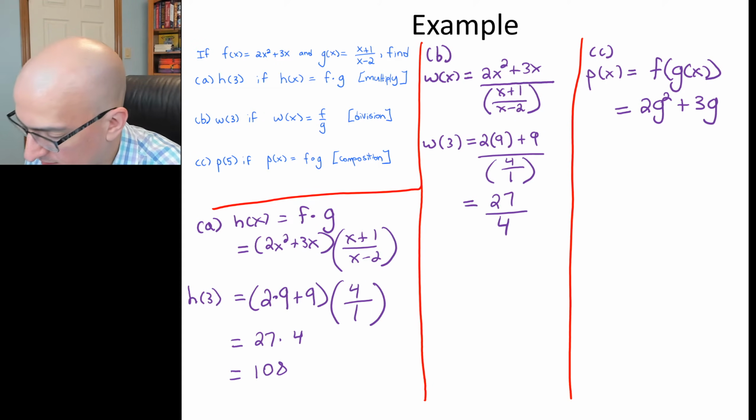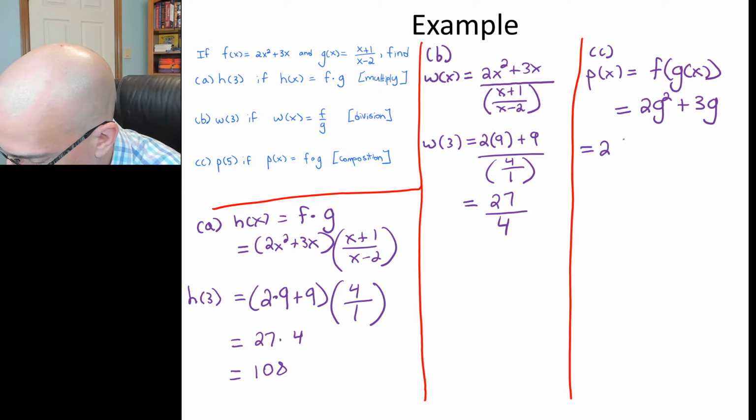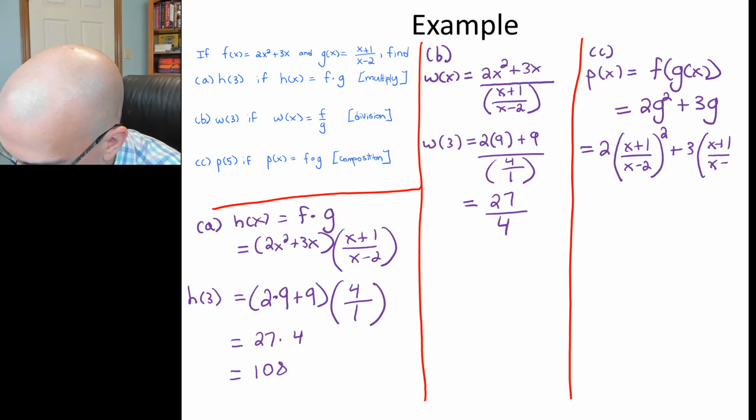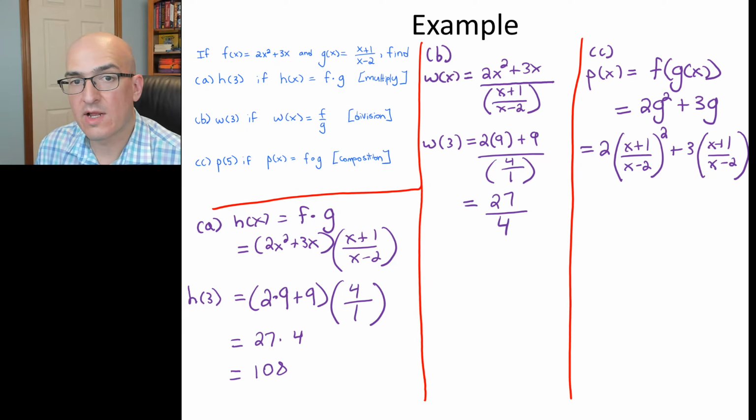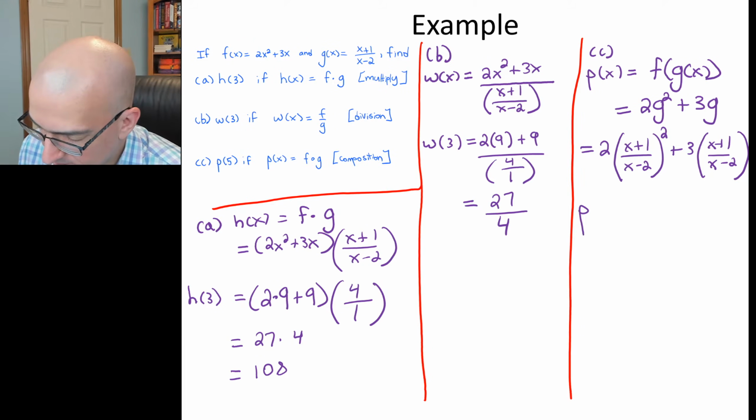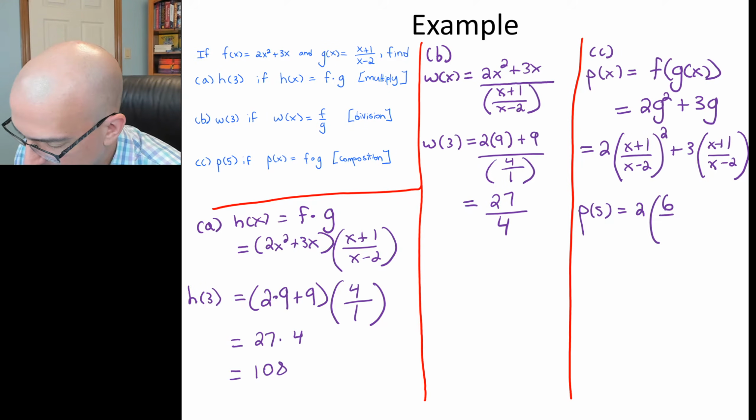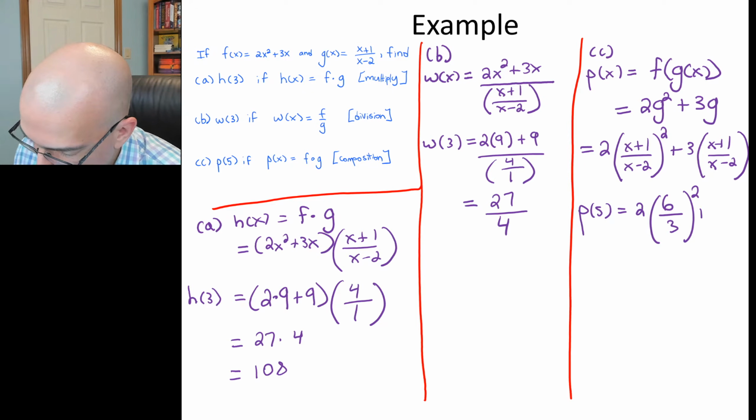And then I'm going to plug in what g is. So 2 times (x plus 1 over x minus 2) all squared plus 3 times (x plus 1 over x minus 2). Okay, now I'm going to evaluate that at 5. So 2 times (5 plus 1, 6, over 5 minus 2, 3) all squared, plus 3 times (5 plus 1, 6, over 5 minus 2, 3). Okay, we'll simplify.